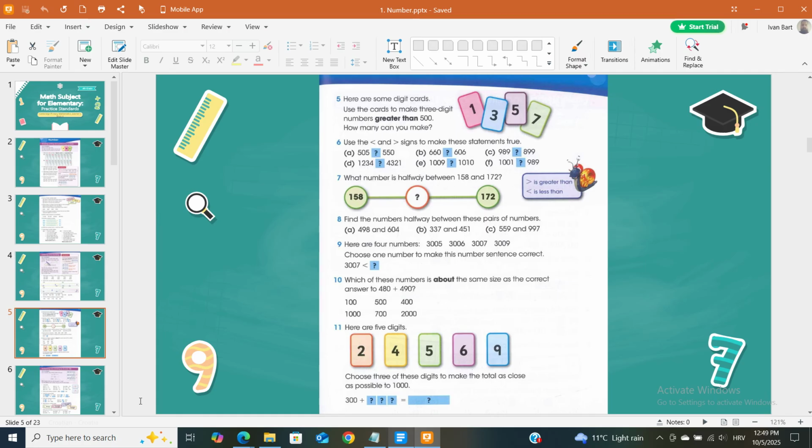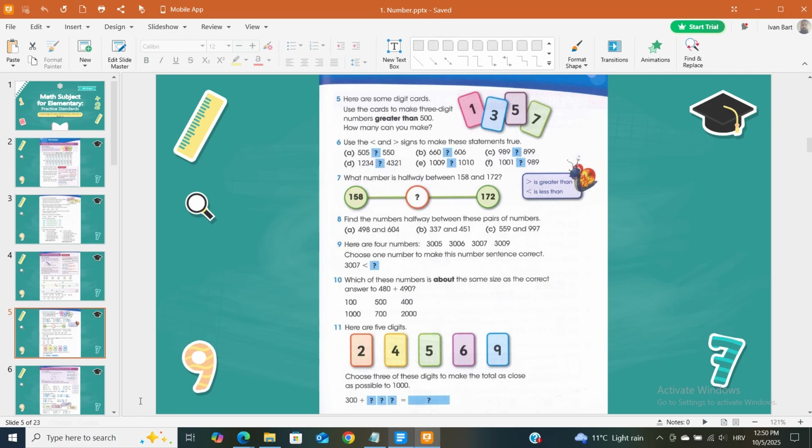9. Here are four numbers: 3005, 3006, 3007, 3009. Choose one number to make this number sentence correct. 3007 less than 10. Which of these numbers is about the same size as the correct answer to 480 plus 490? 100, 500, 400, 1,000, 700, 2,000.